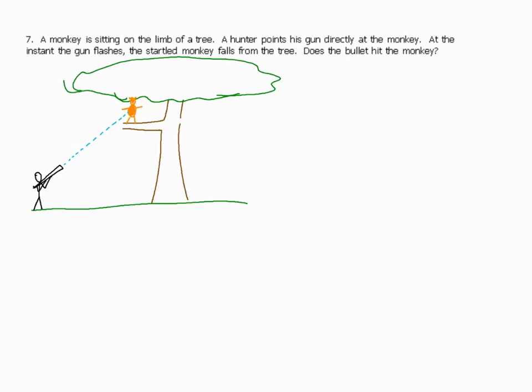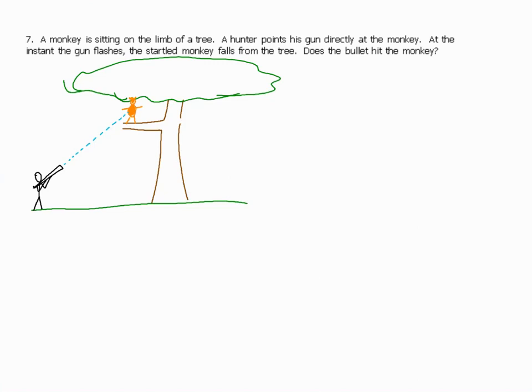All right, we're looking at the bottom of page 3. Number 7, a monkey is sitting on the limb of a tree. A hunter points a gun directly at the monkey. At the instant the gun flashes, the startled monkey falls from the tree. Does the bullet hit the monkey?